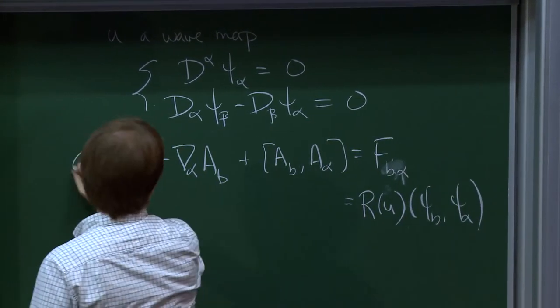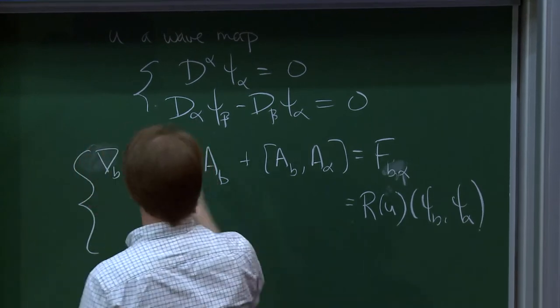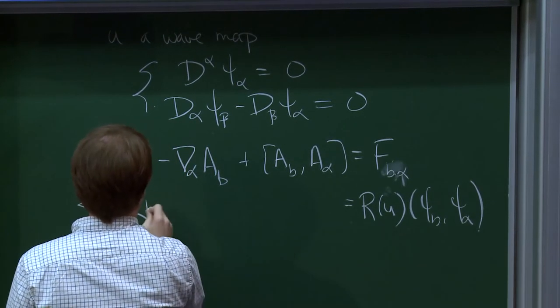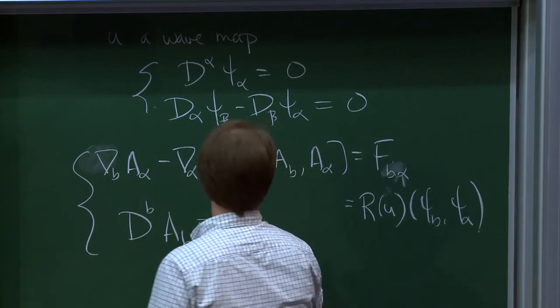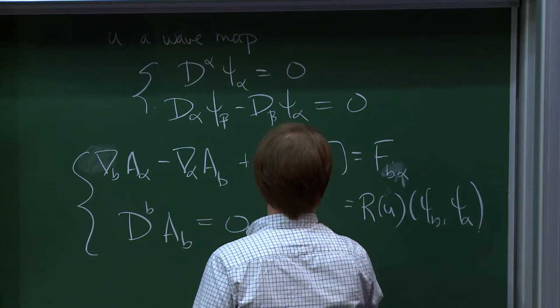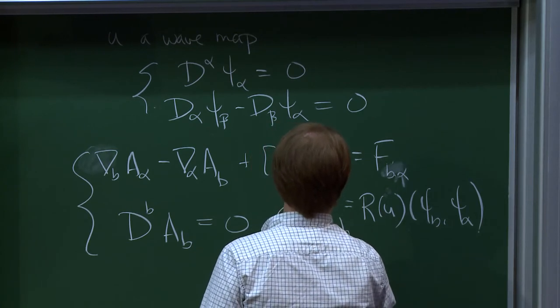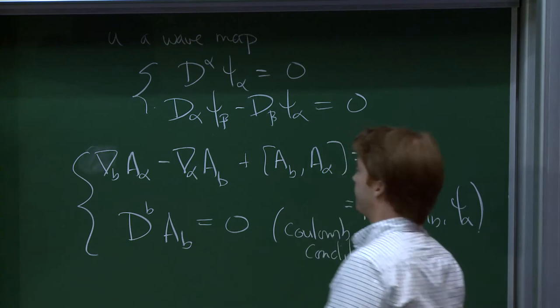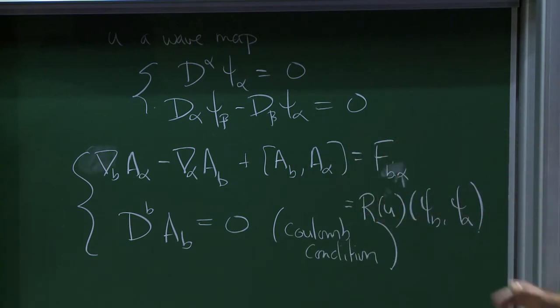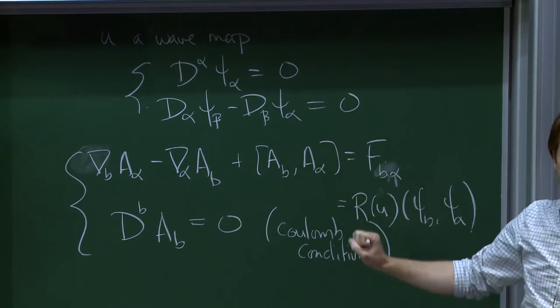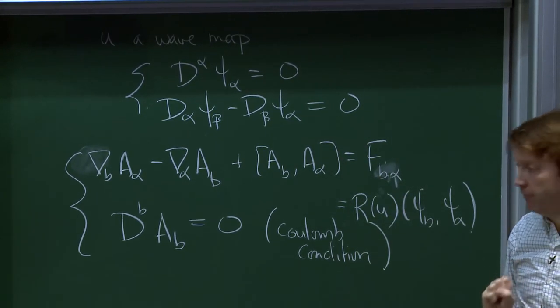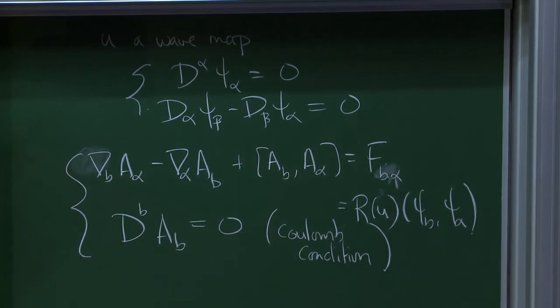And so Shatah and Struwe make a particular choice. They require A to be divergence-free. So d beta A beta, spatially divergence-free, equals 0, and this is called the Coulomb condition. Okay. So this is the Shatah-Struwe framework for the wave map equation, and also the similar framework used by Nahmod, Uhlenbeck and Stefanov. I should say that this actually goes back to Chang-Shatah-Uhlenbeck on the Schrodinger maps.